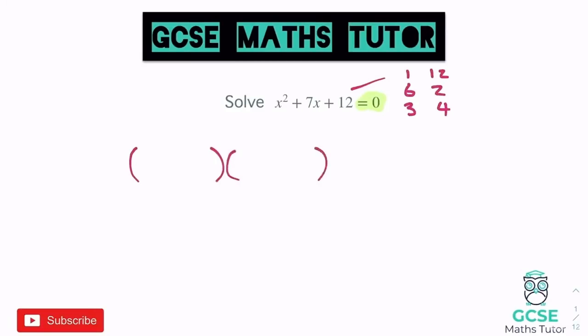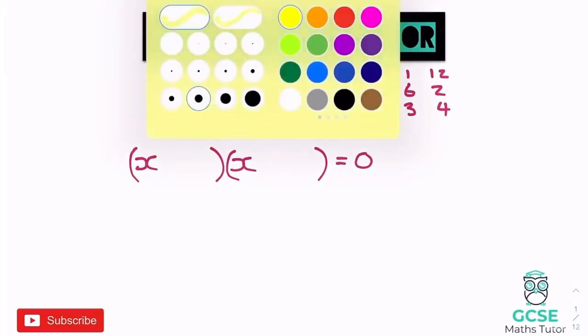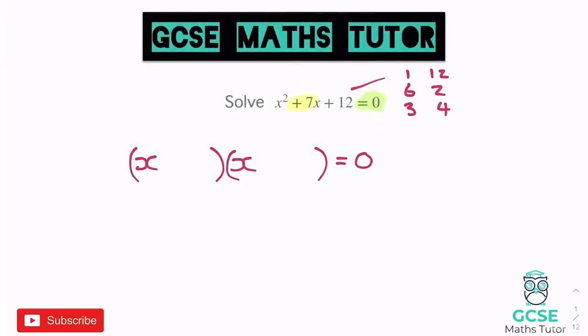So we just need to figure out what combination of numbers are going to go into our double bracket. So we'll put our double bracket here, it's all equal to 0, and we've got an x at the start of both brackets. So obviously we're looking at that number in the middle, the coefficient of x, which is positive 7. So the two numbers that multiply to make 12 and also add to make that positive 7 are our 3 and our 4. Okay, so we're going to put 3 and 4 in our bracket, and that would be plus 3 and plus 4. There we go.